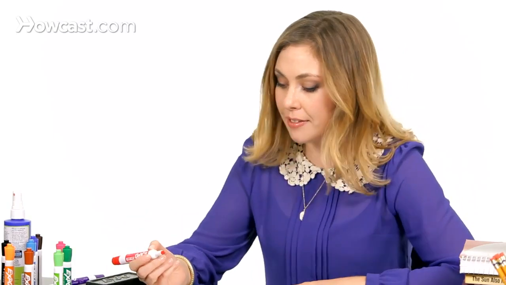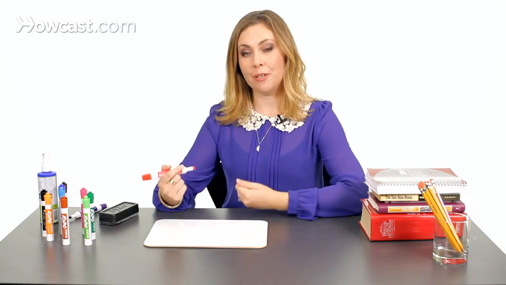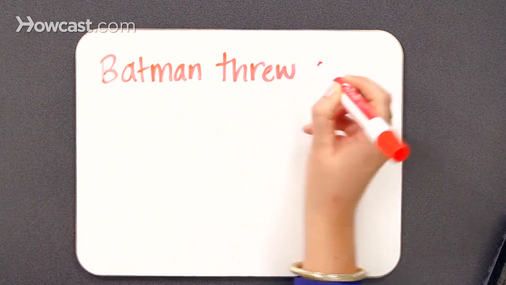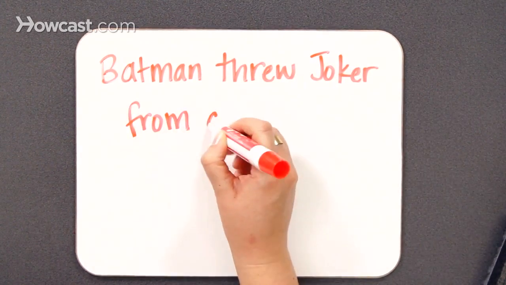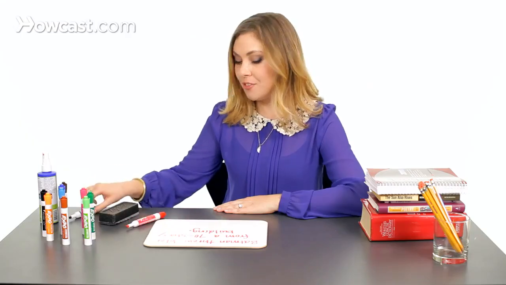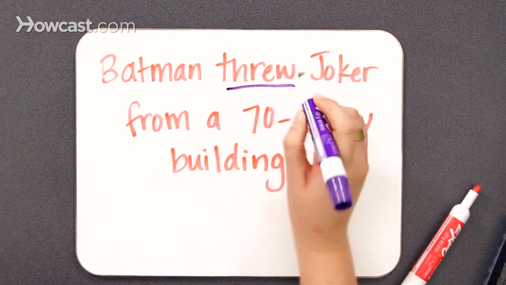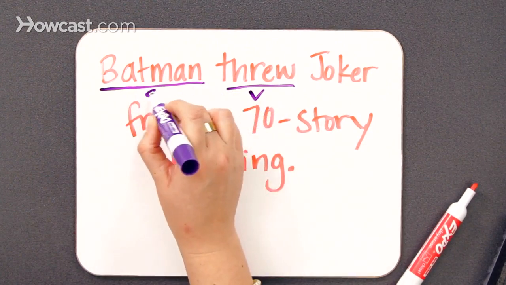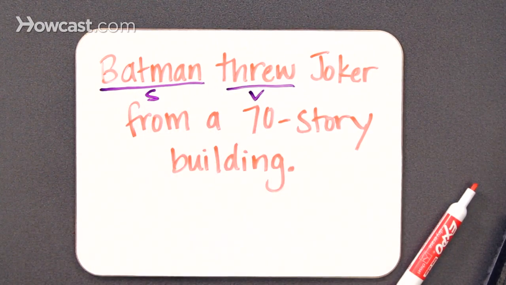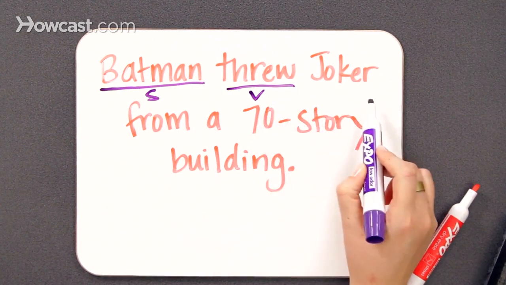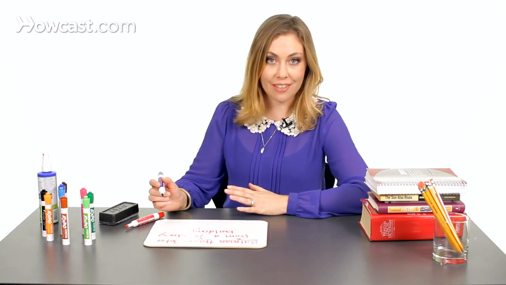So the active voice is a sentence in which the actor or the subject comes before the action or the verb. For this example, Batman threw Joker from a 70-story building. Let's find the verb. In this case, it's threw. That's the action. And so our actor, or our subject, is Batman. And you can see that this is an active sentence because we lead with our subject, we go into our verb, and then we go into our object, which is the person receiving the action.